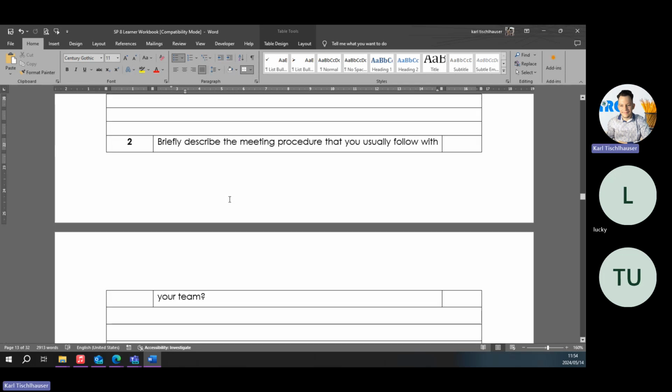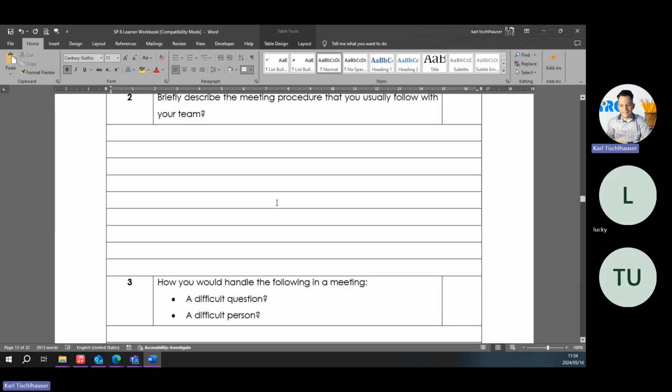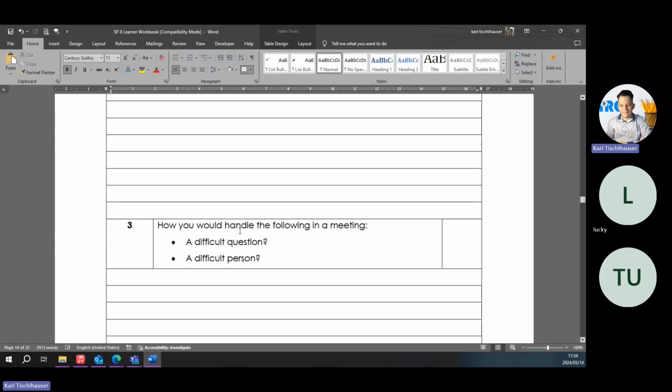Number 2 says briefly describe the meeting procedure that you usually follow with your team. So if you have a meeting, what kind of process do you follow? If you don't do meetings, what do you think it would be? Then it says, how do you handle the following? So a difficult question and then a difficult person in a meeting.